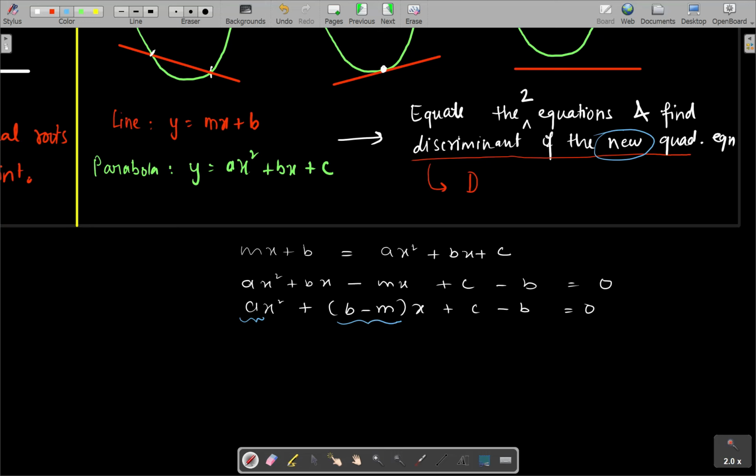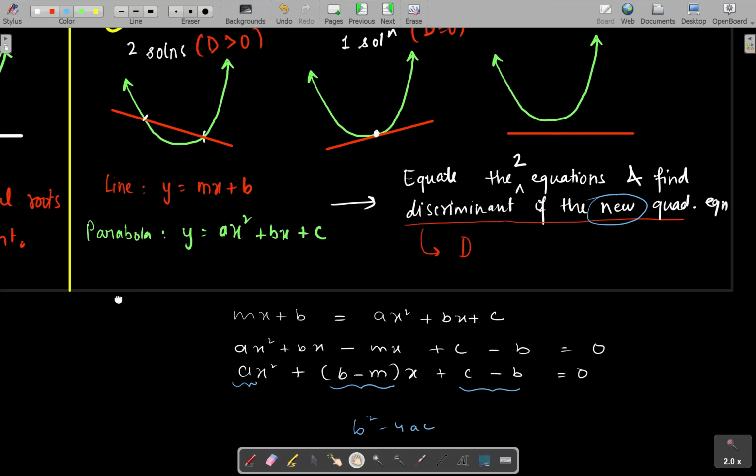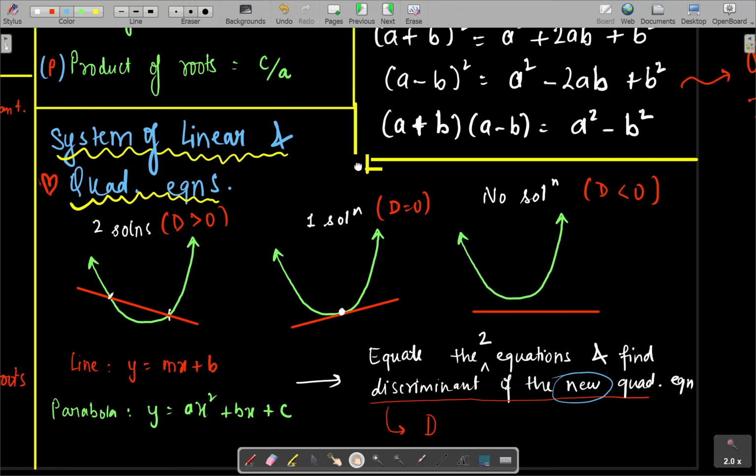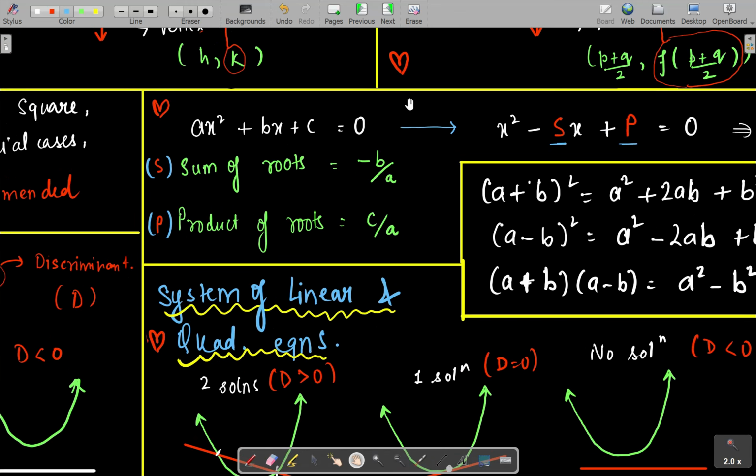Ax squared plus, now you can factor out x. So you'll get b minus m times x plus c minus b is equal to 0. Now for this new quadratic equation, the a value is just a, the b value, which is the coefficient of x, is b minus m, and the c value is c minus b. So you find the discriminant of this new quadratic equation by using the formula b squared minus 4ac, and you just have to see whether the D value is greater than 0, equal to 0, or less than 0.